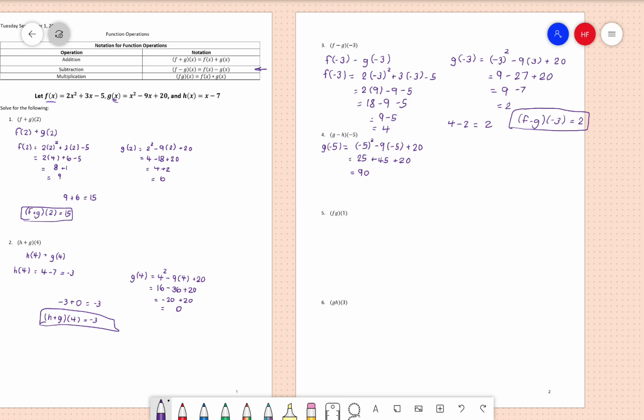We'll do the same thing, but with h. So h of negative 5 is equal to negative 5 minus 7, which is negative 12. The question asks for g of negative 5 minus h of negative 5. So 90 minus negative 12 is the same as 90 plus 12, which is 102. So g minus h of negative 5 is 102.